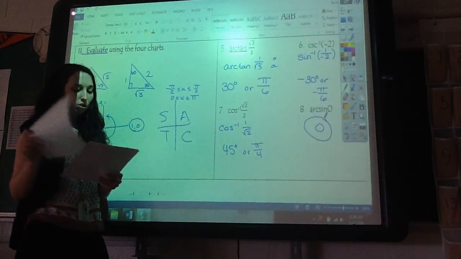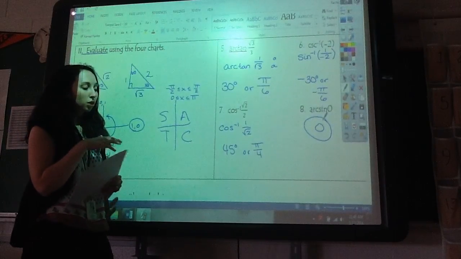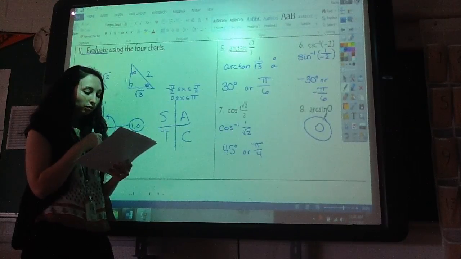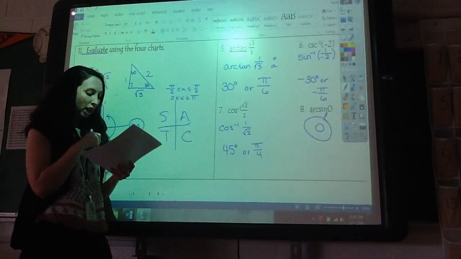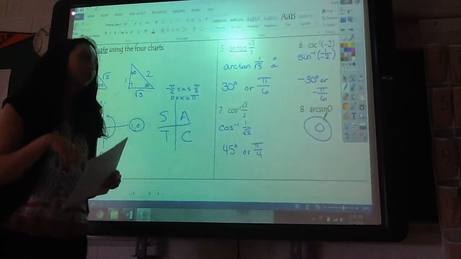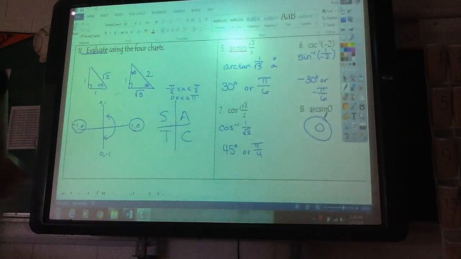So what I'm going to ask you guys to do is go ahead and plug these into the calculator. The next section, that's 9 through 16, plug those into the calculator. Go ahead and do degrees because it's going to make checking it a whole lot easier. And then the bottom part you're going to evaluate using your trig charts. So I'm going to go ahead and pause the video here. The next video is just going to be me putting up the answers to the next section.